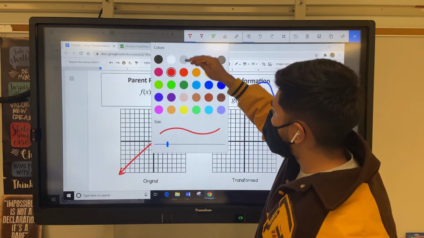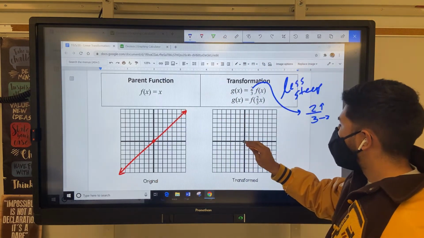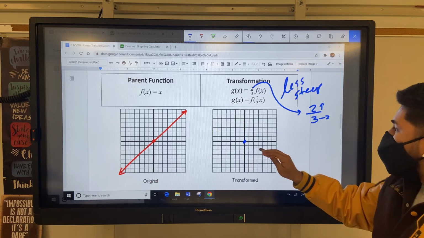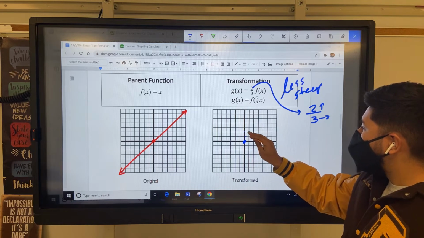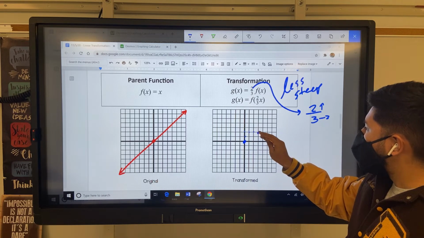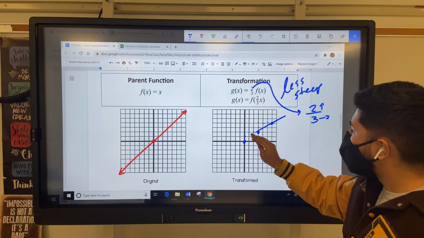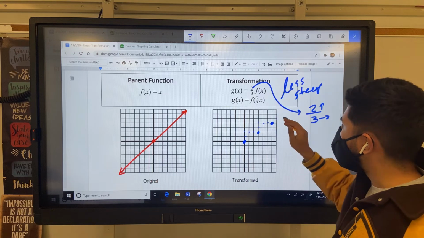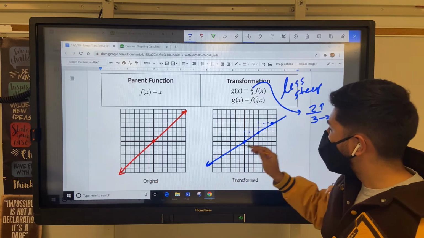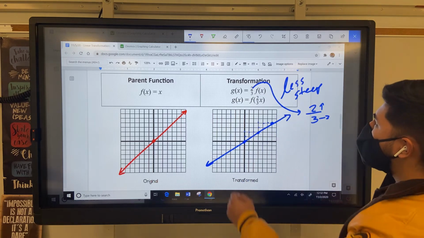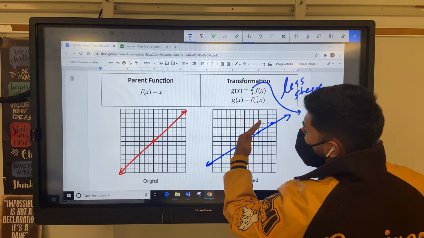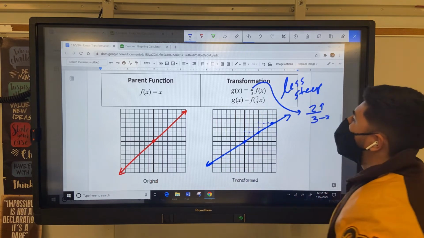Sorry, I forgot to change color. Of 2 over 3. 1, 2, 1, 2, 3. Nice big point. Oops, ugly line. Boom. And as you can see, hopefully we had the parent function like this and we went down.